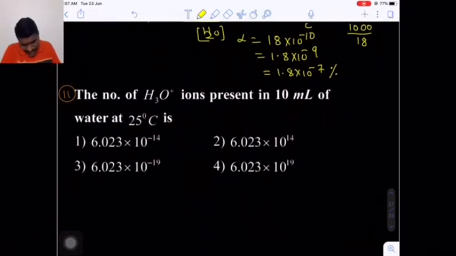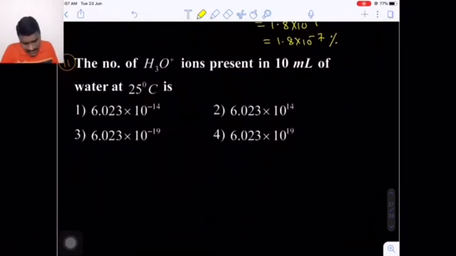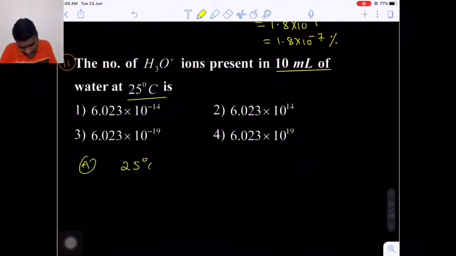Okay. Now the next question. The number of H3O plus ions present in 10 ml of water at 25 degrees Celsius. This is a very important question. Do you know at 25 degrees Celsius the H plus ion concentration will be equal to 10 raised to minus 7 moles per liter? Yes or no? H plus ions are nothing but indirectly we can write H3O plus ions.